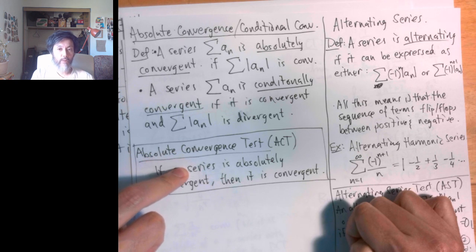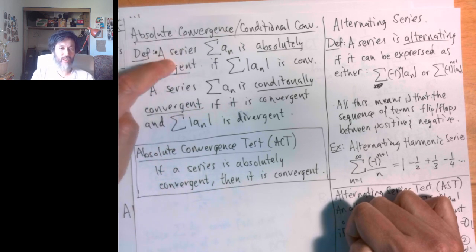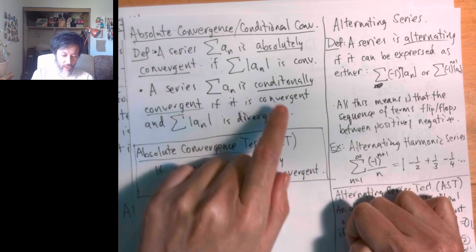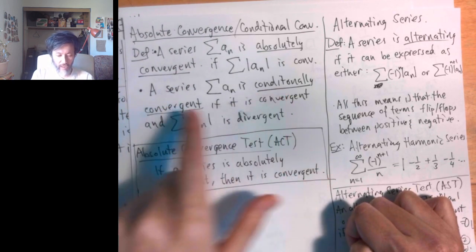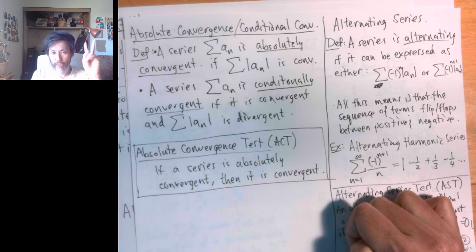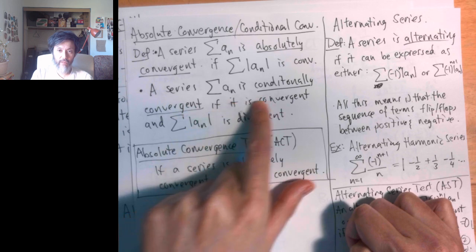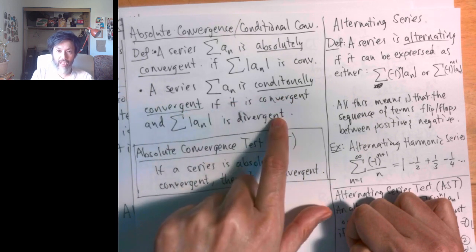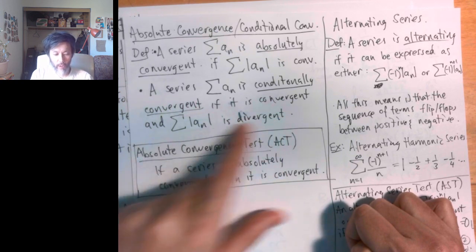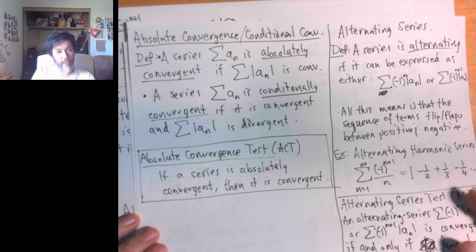But you can have a convergent series which is not absolutely convergent, and those are called conditionally convergent series. A series is conditionally convergent if it satisfies 2 conditions: if it is convergent, but when you apply the absolute value bars to the sequence of terms, you get a divergent series. And the most famous example of a conditionally convergent series, of course, is the alternating harmonic series.